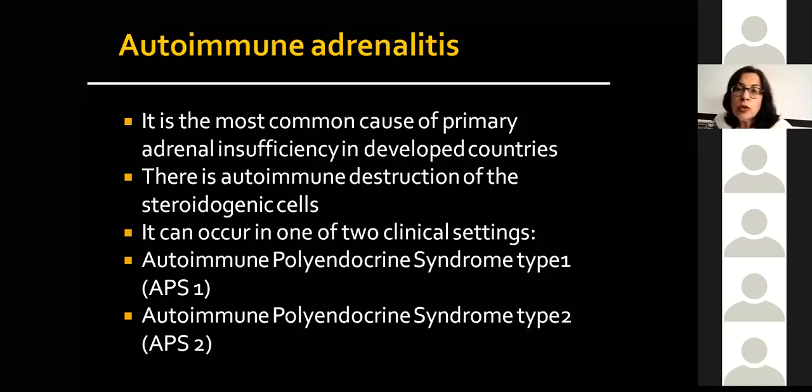There is autoimmune destruction of the steroidogenic cells. Autoantibodies against 21-hydroxylase, against 17-hydroxylase, these are the enzymes which we discussed in the whole chart. Antibodies to those enzymes have been found in these patients. It can occur in one of two clinical settings. One is Autoimmune Polyendocrine Syndrome type 1, called APS1. There is also Autoimmune Polyendocrine Syndrome type 2, APS2.